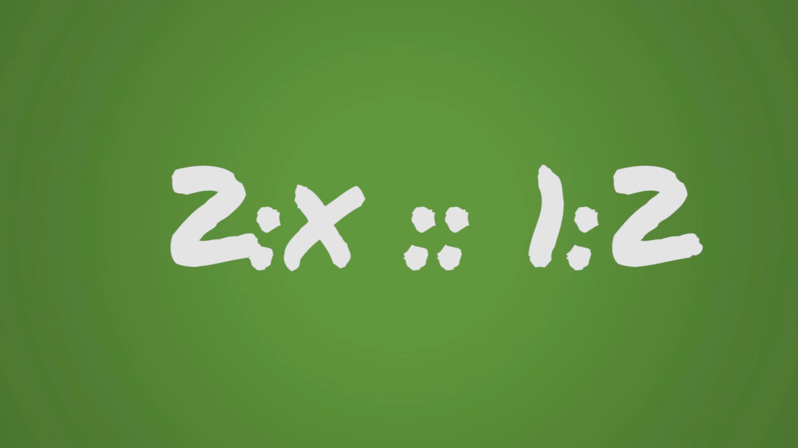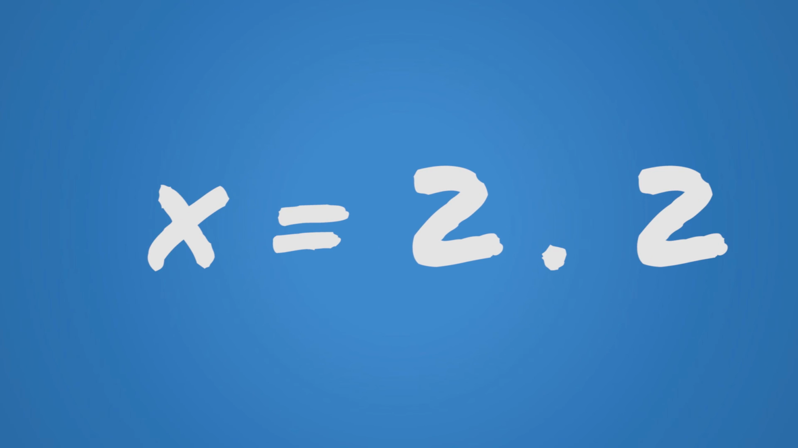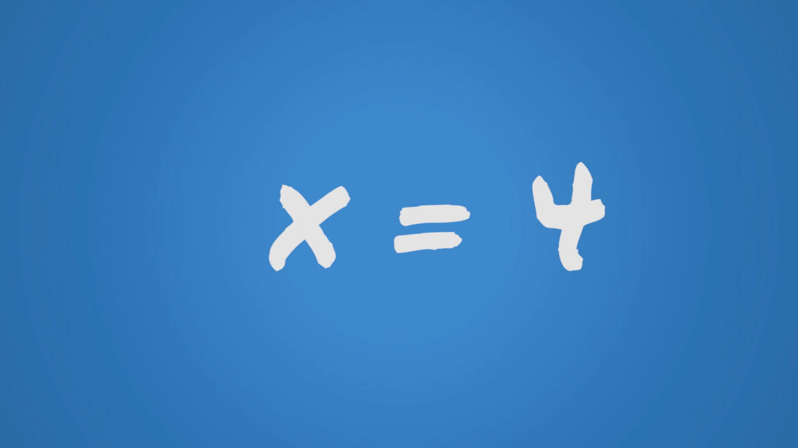Let's put together all what we know about proportions. So if product of extremes is equal to product of means, then 2 into 2 must be equal to 1x, or just x. Or we can also say x is equal to 2 times 2. Now 2 times 2 is 4, so x must be 4.